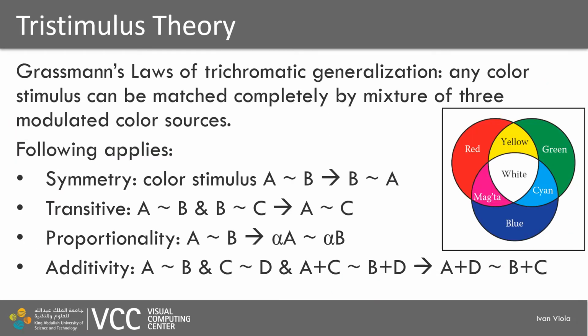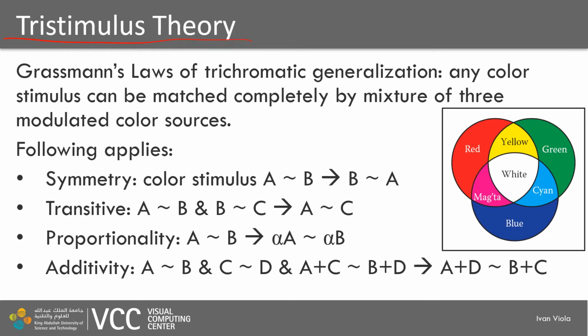This aggregated response from these three cones leads to the so-called three-stimulus theory, which defines that we can generate a color stimulus of a given spectrum of wavelengths just by matching them by a mixture of three colors, of three modulated color sources.